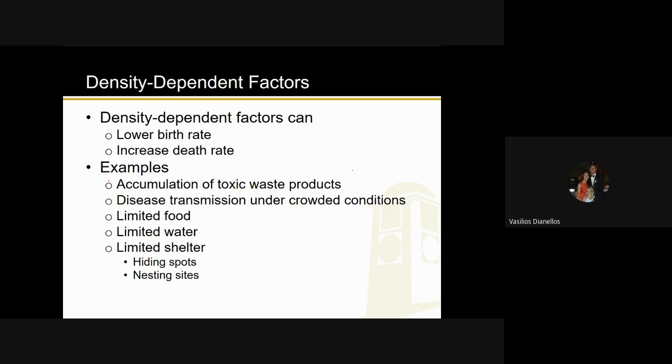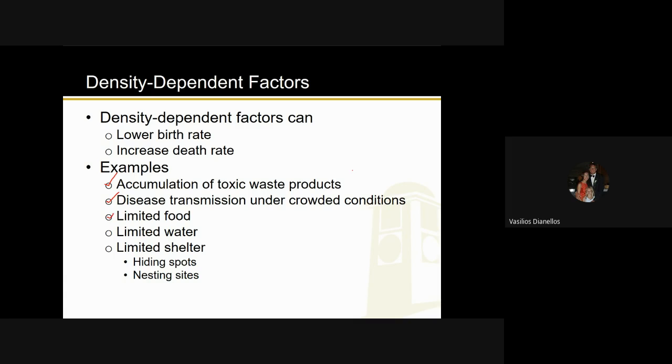Some examples that your book gives include the accumulation of toxic waste products. And we don't think about that much, but imagine humans, if we were stuck in some kind of air sealed box, right? Somehow we could still get oxygen in, so we're not dying from that, but you could technically die maybe if you just had too much carbon dioxide, right? That's just a bad example, but an example easy to picture. Another example would be disease transmission under crowded conditions. So again, COVID-19 would be a good example of that.